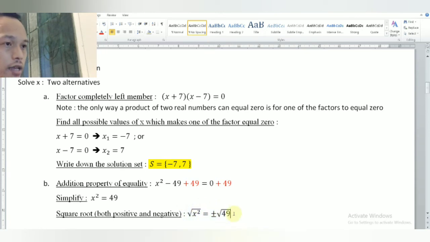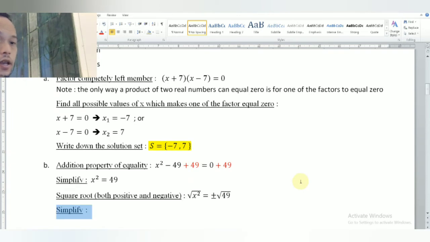But on the right side, by square rooting 49, you have to include plus and minus there. Okay, and then I simplify. So I will have x equals plus 7 and negative 7. Plus 7 and negative 7. That's how you read it.